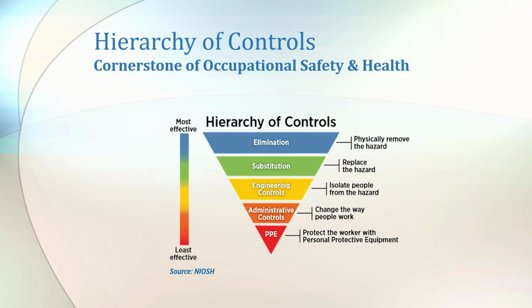Same thing with substitution. You're replacing the hazard. Chemical-wise, we can use the same type of thing. You have a hazardous chemical. Instead of finding something that's completely non-toxic, we found a chemical that's less toxic or less of a hazard, and we replace our most dangerous chemical with a less dangerous chemical. Engineering controls, you isolate people from the hazard.